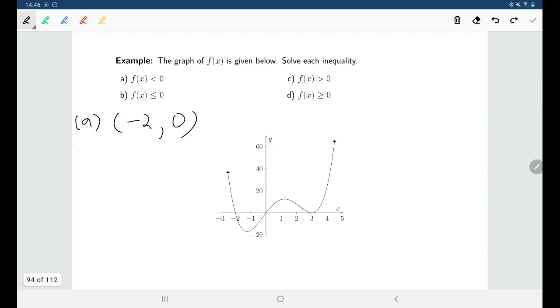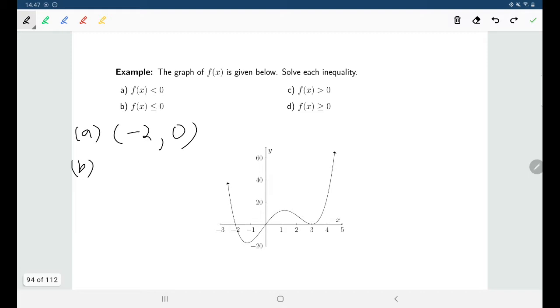Now, the difference between A and B is that in A, we were only interested in where are you below the x-axis. For B, we're interested in where are you below or at the x-axis. And so some of it will be similar to what we had before, because we'll still be including where we're below, which is between -2 and 0, but we'll also be including where we're at the x-axis, which would be at -2, at 0, and also at 3.